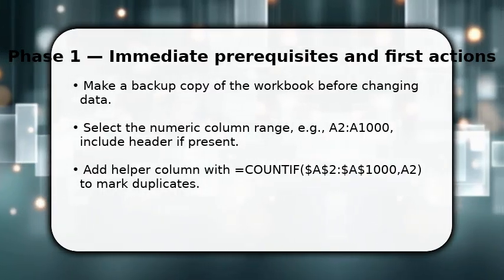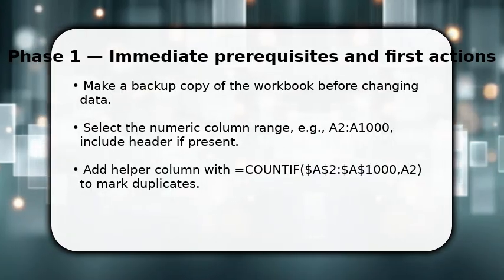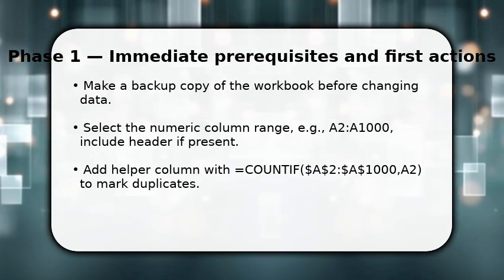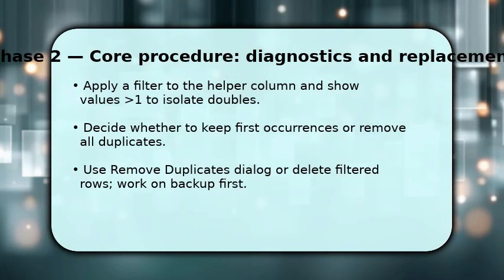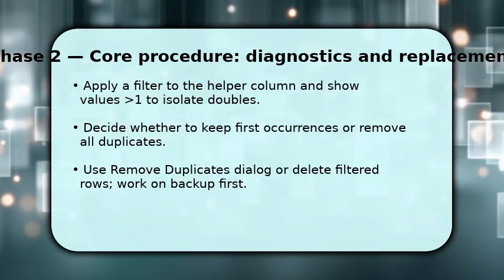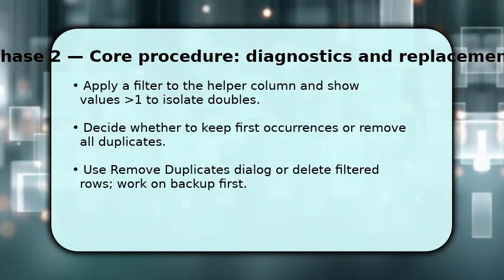You do this because visual inspection misses matches. The helper column gives a reliable, dynamic marker you can filter or sort on immediately. Once the helper column flags duplicate counts, apply an auto filter and set it to show values greater than 1 so you see only the doubles.